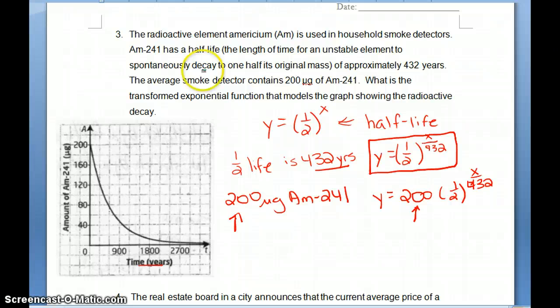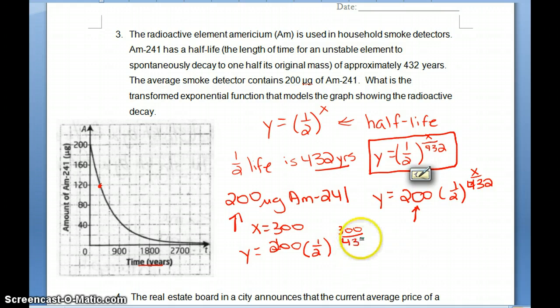And one thing we can do is verify it. Let's choose a point. Which one looks pretty nice there? Let's say x is 300, at about 120. So if you put in x equals 300, this would be 300 years. So you'd have y equals 200 times 1/2 to the exponent of 300 divided by 432.